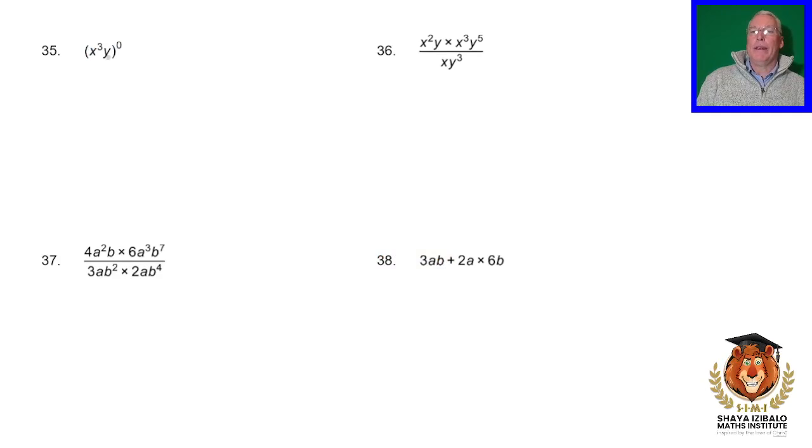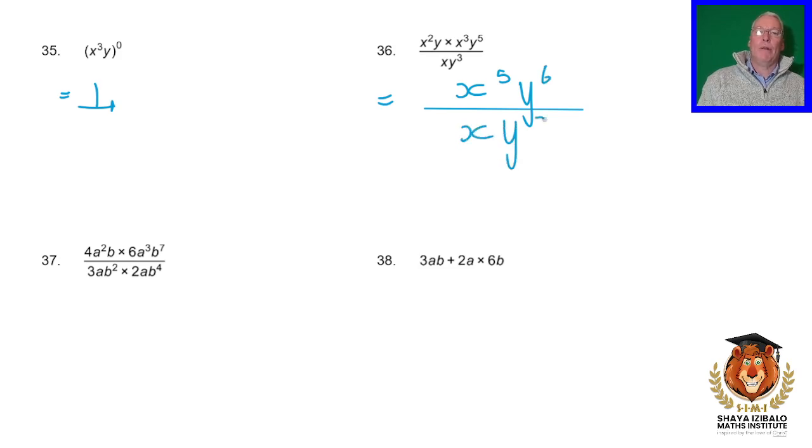Okay. Anything to the power of 0 is just 1. This one, let's simplify the numerator first. x squared y times x cubed y to the 5 is going to be x to the 5 y to the 6. But now we're going to divide that by xy cubed. And remember that when the bases are the same, we are going to subtract the exponents. x to the 5 minus 1 and y to the 6 minus 3 is our final answer.